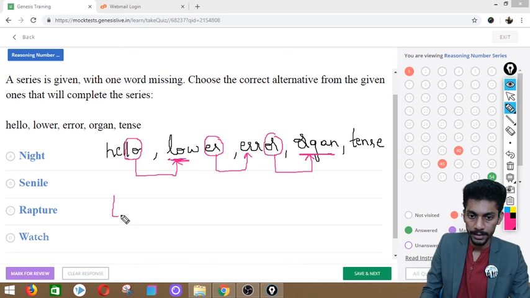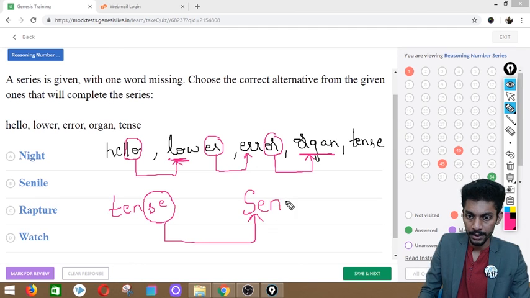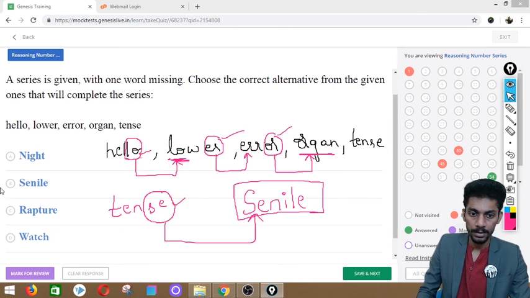Now, the question is tense. What are the last 2 letters? S and E. So there should be a word which should start from SE and that should be in the option. Is there in the option? Yes, it is there. That is option B, that is Senai. So right answer is Senai because of the last 2 letters of every word. Okay. So that is option B.